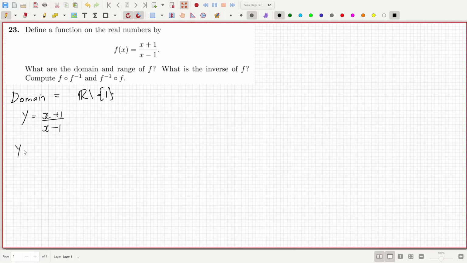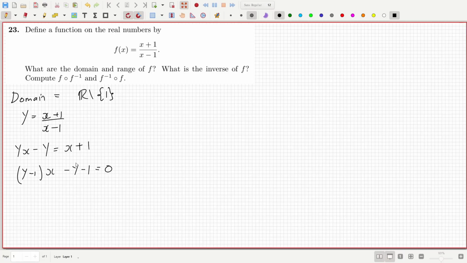So that would be yx minus y equals x plus 1. Now, that would be y minus 1 x minus y minus 1 equals 0.